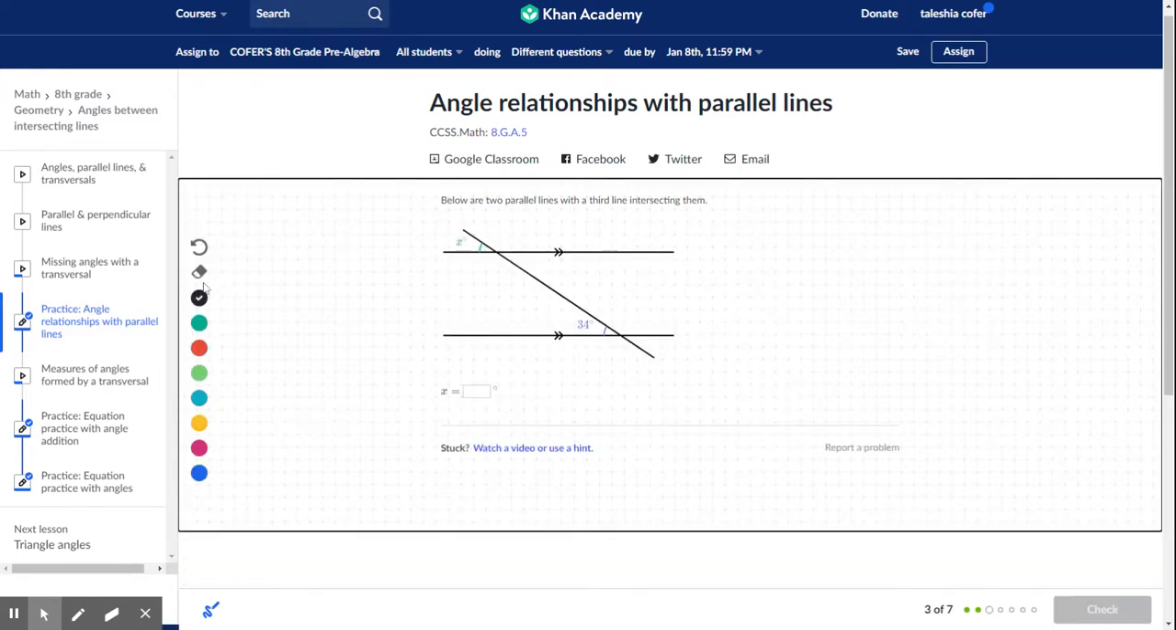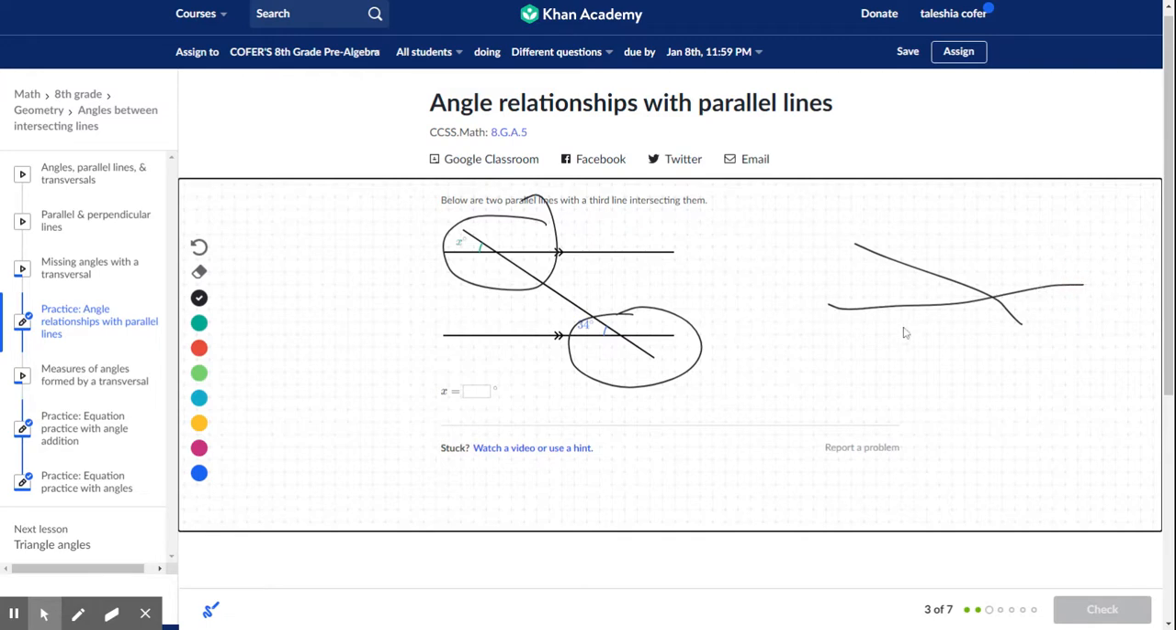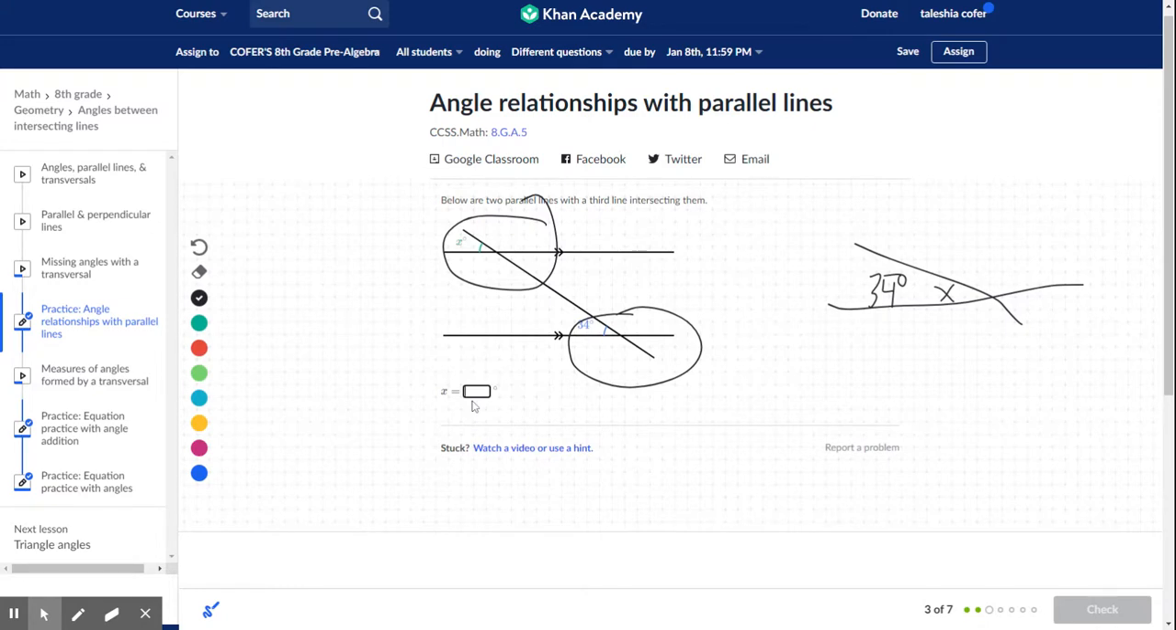This one, it's the same thing twice. When I combine them, I see that they have an X here at the top, and at the bottom one they have a 34 here. They want to know what is X. Looks to me like it's 34.